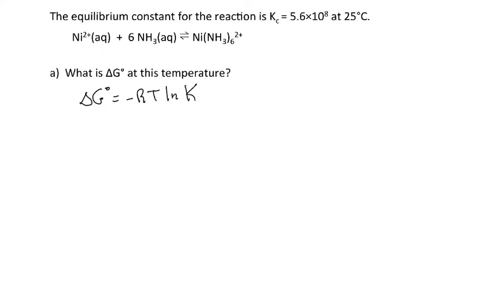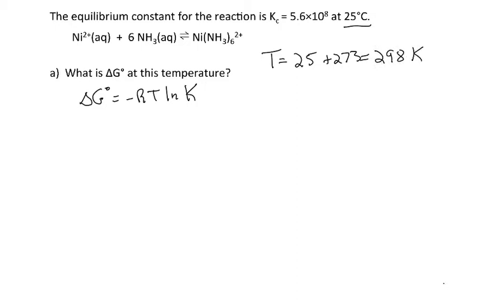All right, so we know K. All we need to do is plug in R and T. The only thing we have to do is be careful of our units. They gave us the temperature in degrees Celsius, but we need the temperature to be in Kelvin. So the temperature will be 25 plus 273, so that'll be 298 Kelvin.